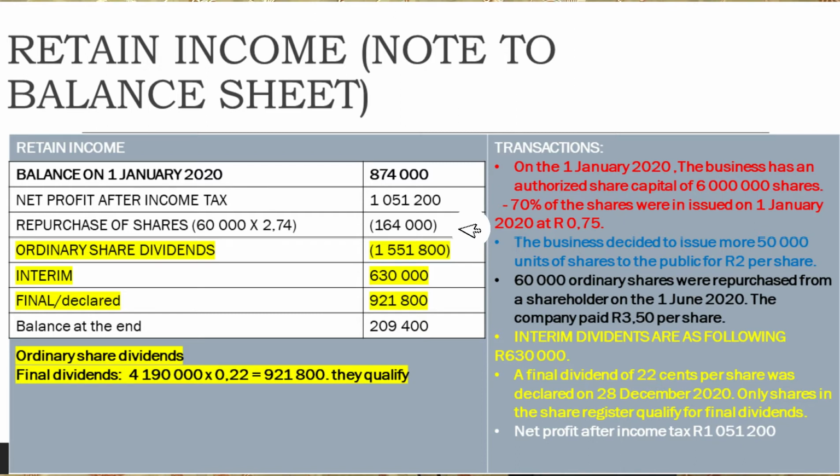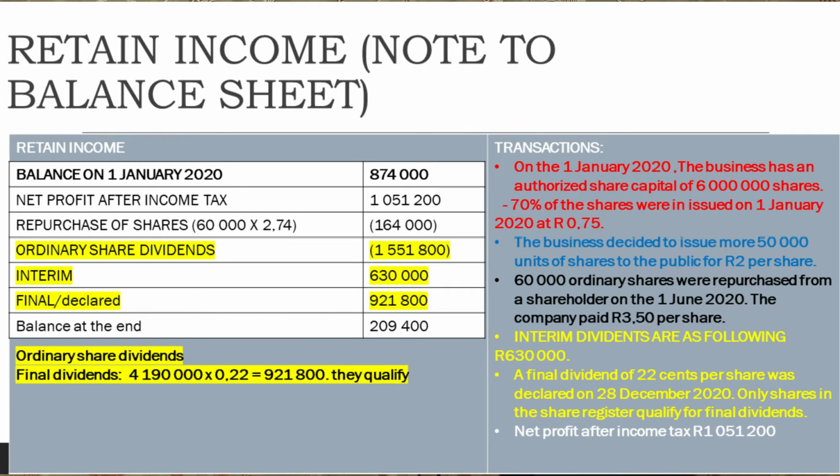And then we have ordinary share dividends. In our note, we have ordinary share dividends. How do we share our profits with our shareholders as a company? How do we distribute our profits? We have interim dividends, which we issue in the middle of our financial year, and then we have final dividends, or declared. We declare them at the end of the financial year. We pay our shareholders, and then we have the balance at the end.